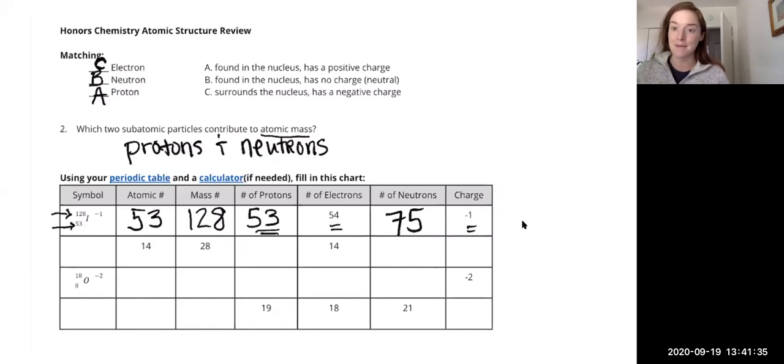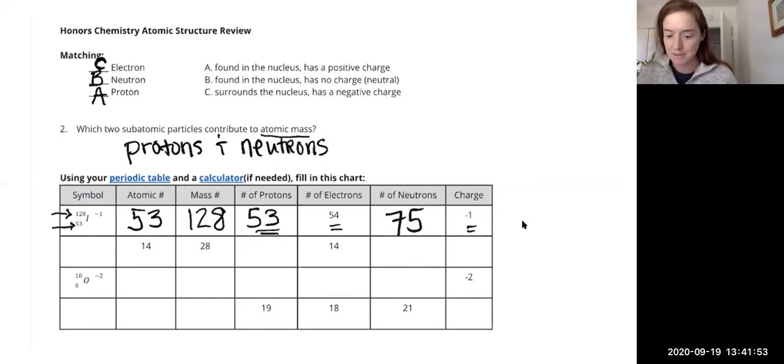All right, awesome. How'd you do? Let's try the next one. Ooh, this one, we get to write the symbol, okay? So that's kind of fun, a little different. We're starting with atomic number 14. All right, so look on your periodic table.